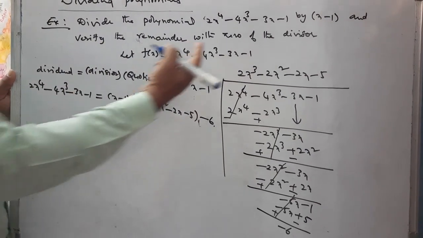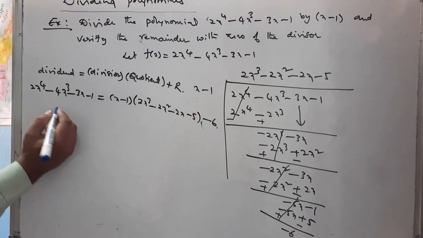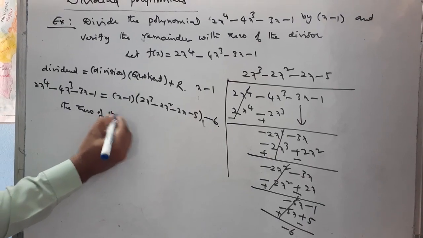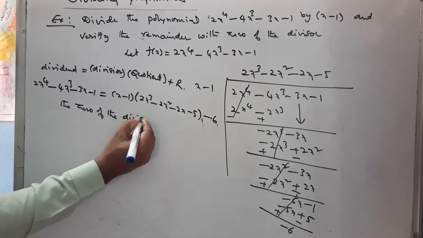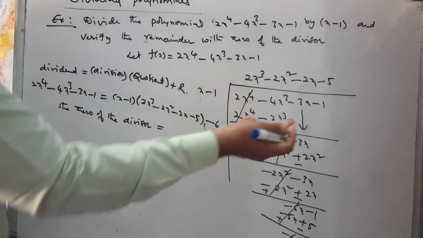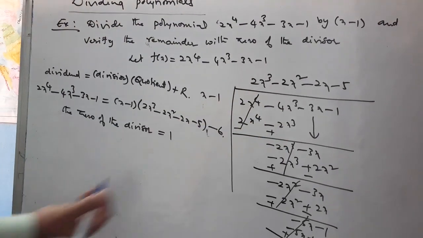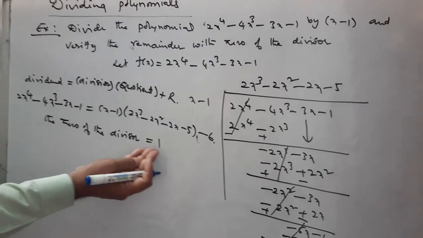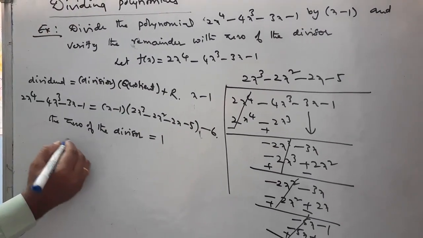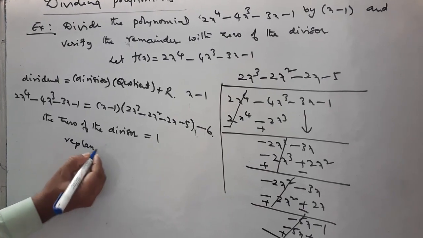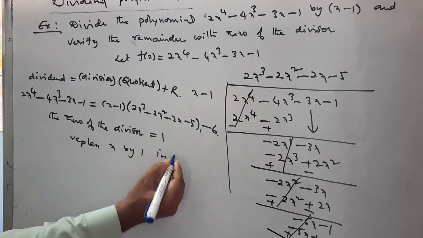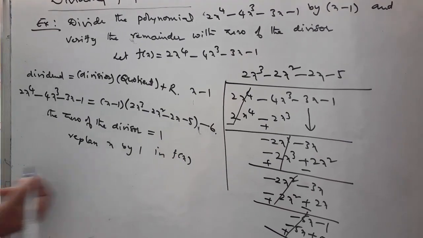So for this one, what is the divisor? The 0 of the divisor, that is x minus 1 is equal to 0, means x is equal to 1. We substitute this one in the f of x. So replace x by 1 in the equation of f of x.